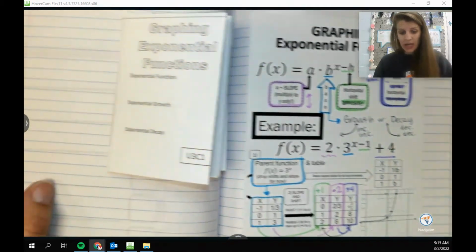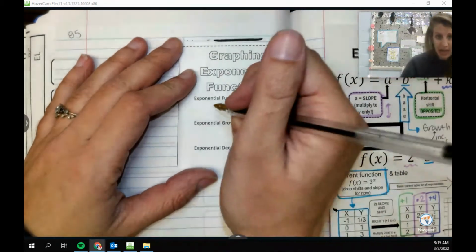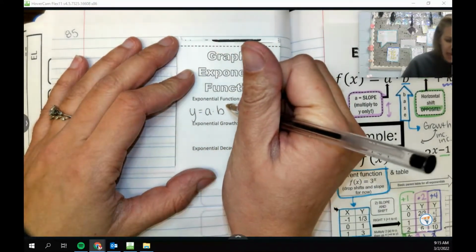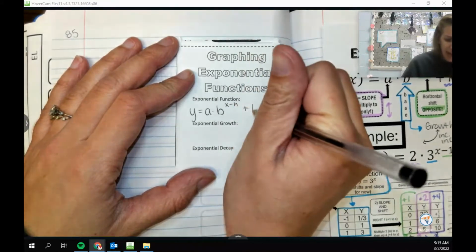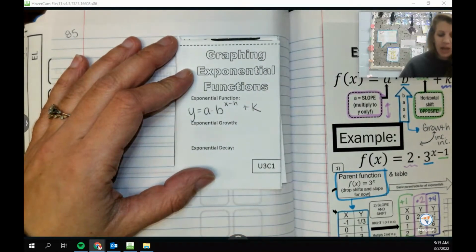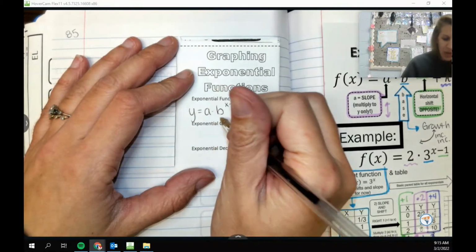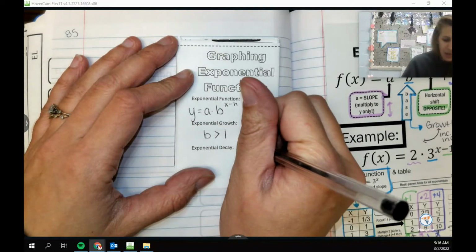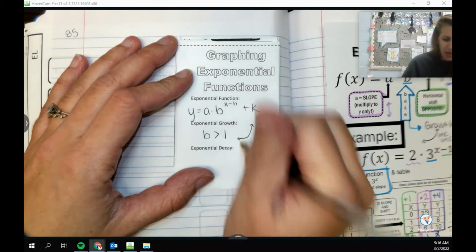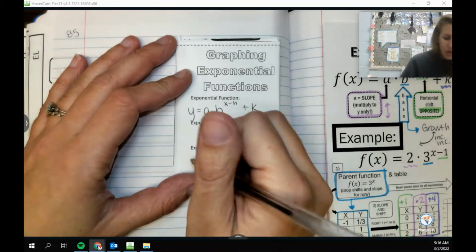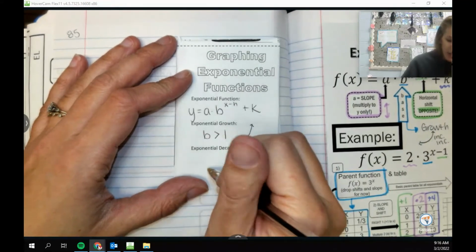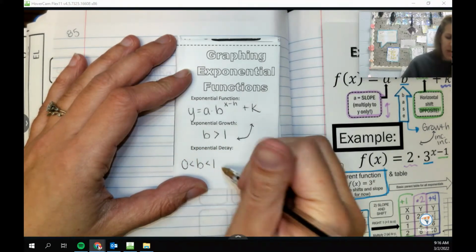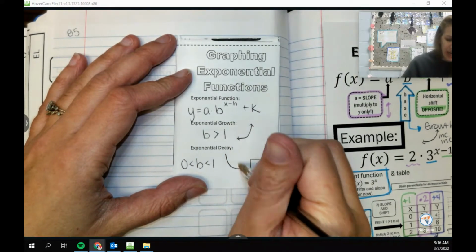Okay, so now we're going to try a couple together. So overall, our exponential function with all the scary letters looks like y equals a times b to the x minus h plus k. We will know that we have growth when b is bigger than 1, and it will sort of look like a J. We're going to know that we have an exponential decay graph, or a decreasing graph, when b is between 0 and 1, so kind of like a fraction, and it looks like an L.